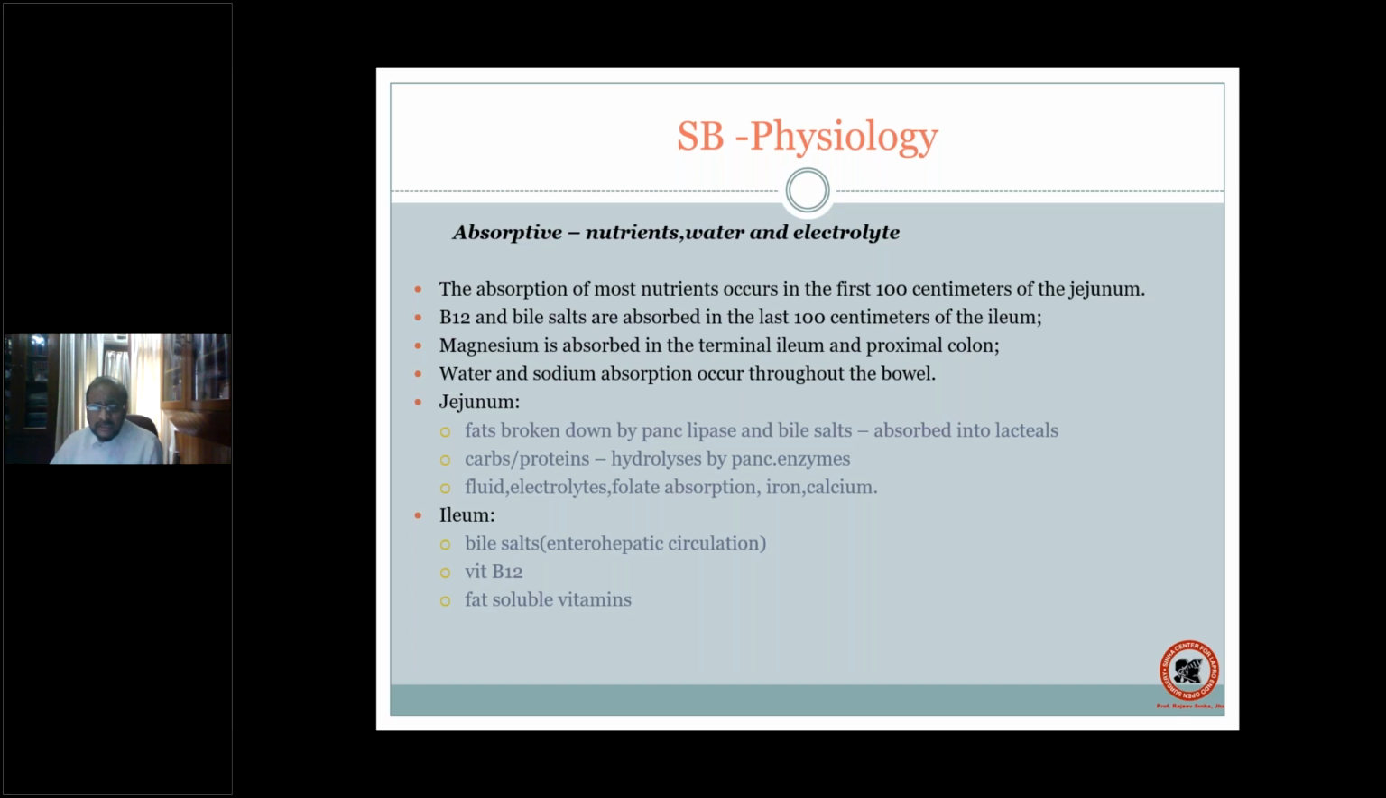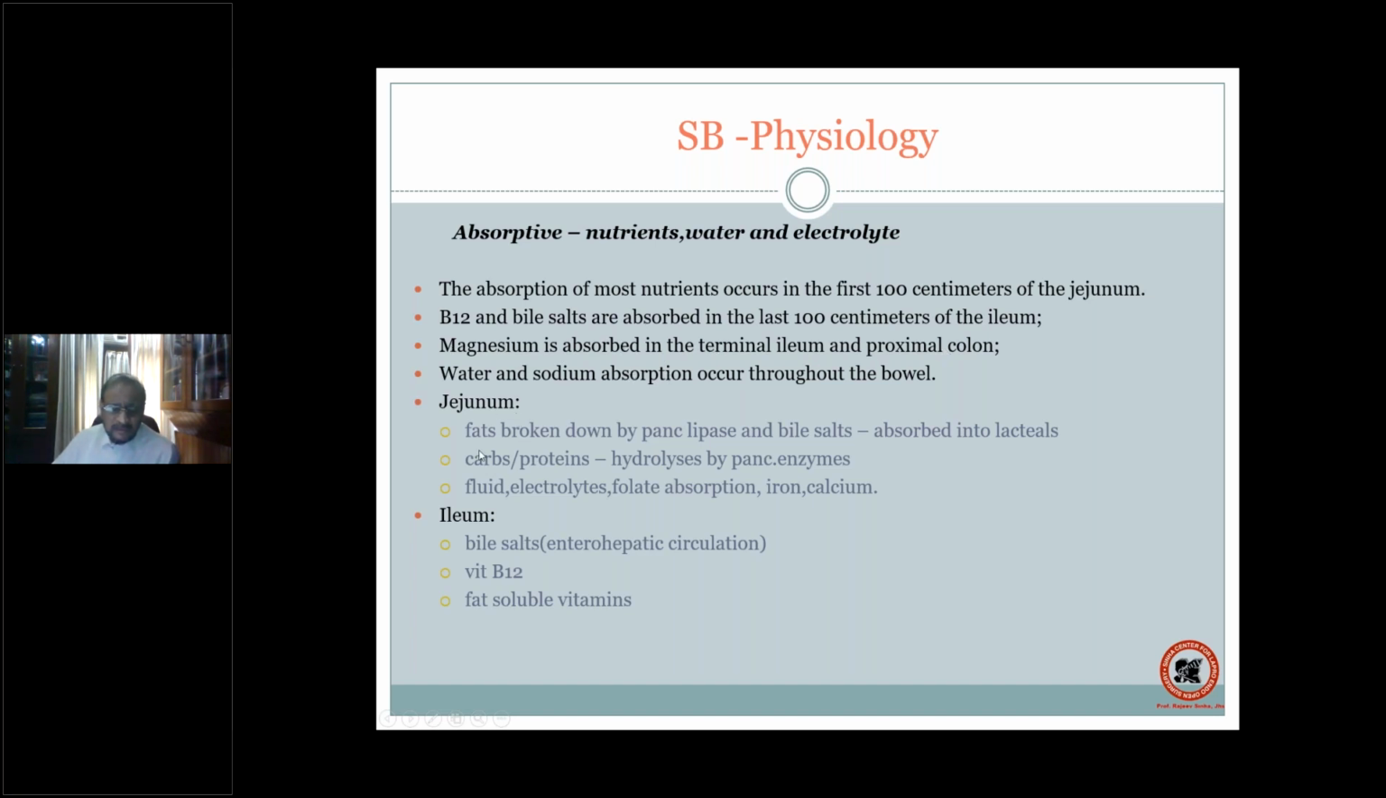Look at the physiology. The absorptive function is basically nutrients absorption, water, and electrolyte. The absorption occurs mostly in the first 100 centimeters of the jejunum. Most nutrients, that basically means the carbohydrate, the proteins, and the fat. The B12 and bile salts are absorbed in the last 100 centimeters of the ileum. This way it's easy to remember. First 100 centimeters jejunum, last 100 centimeters ileum, you got B12 and bile salts. Magnesium, terminal ileum, proximal colon. Water and sodium absorption throughout.